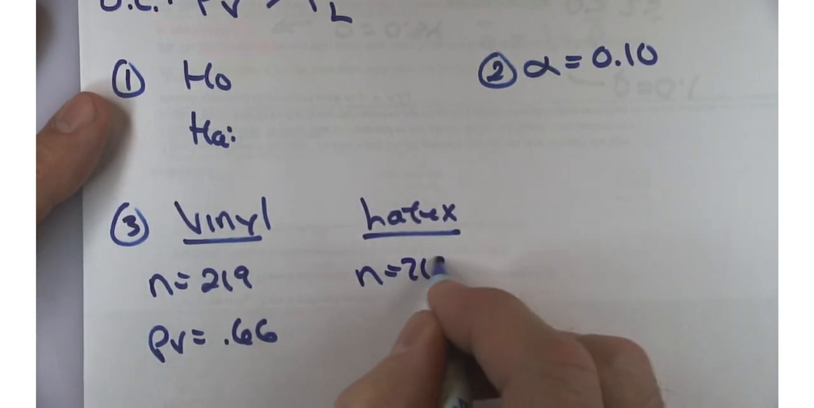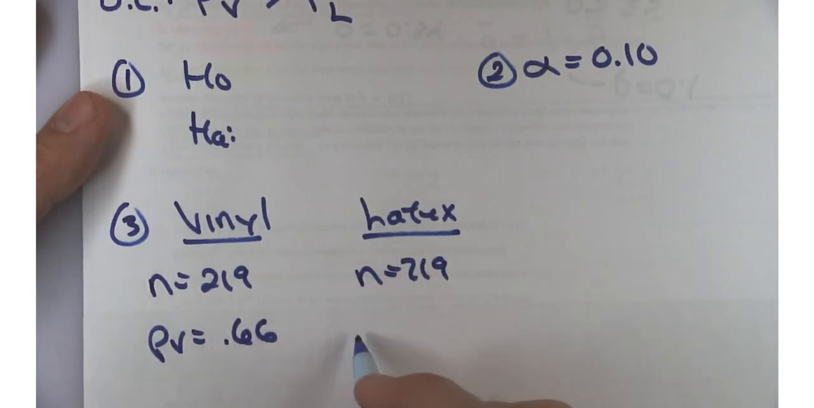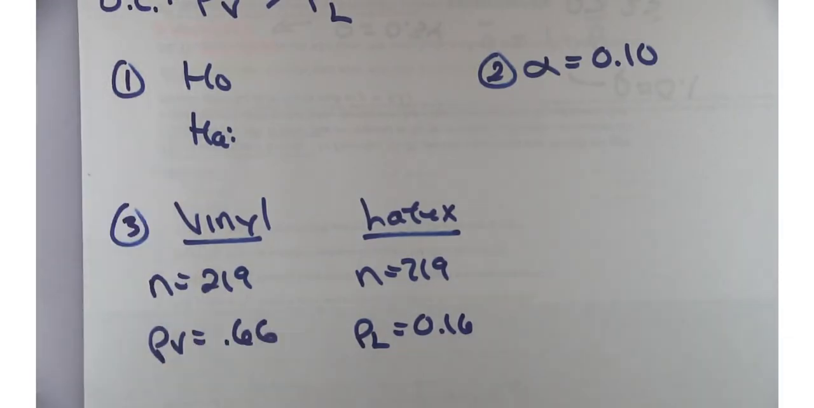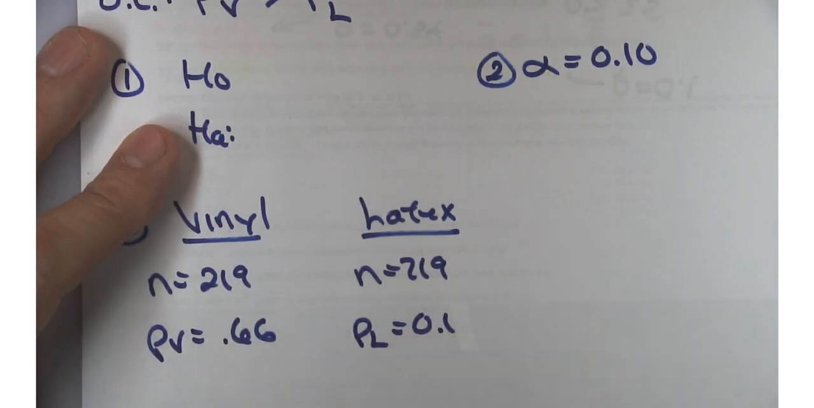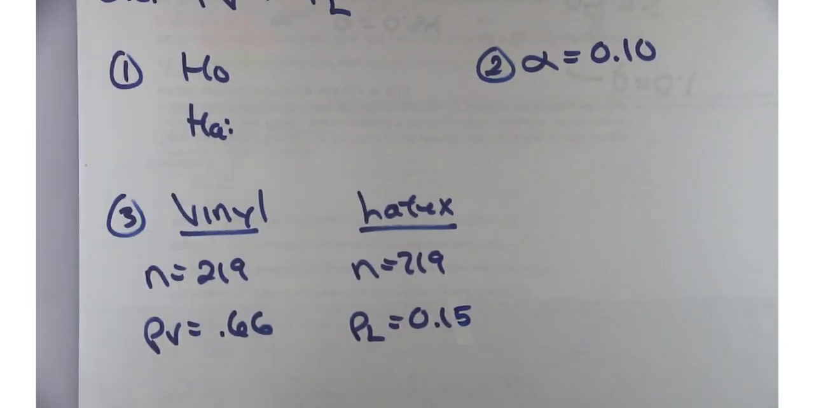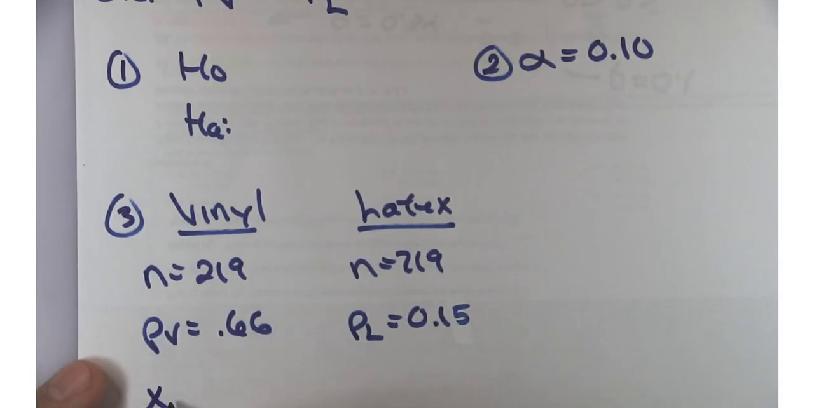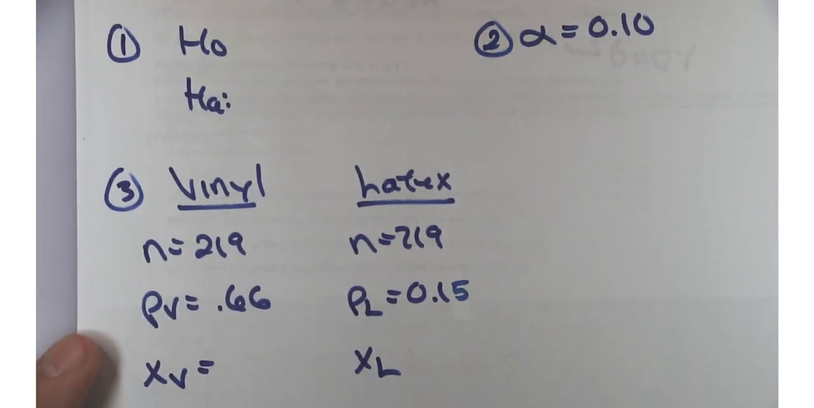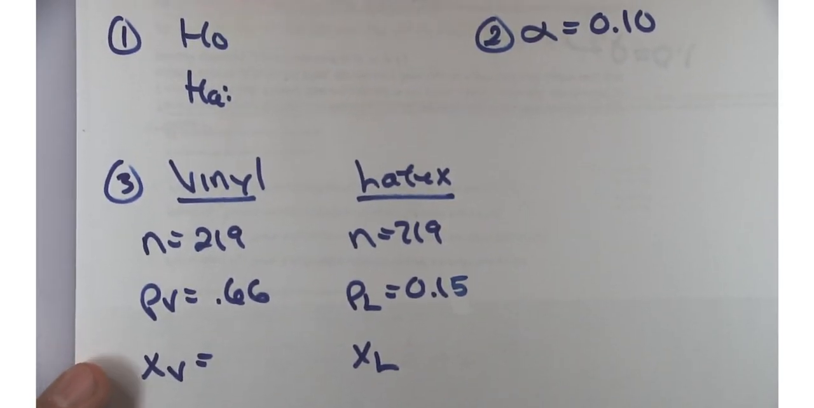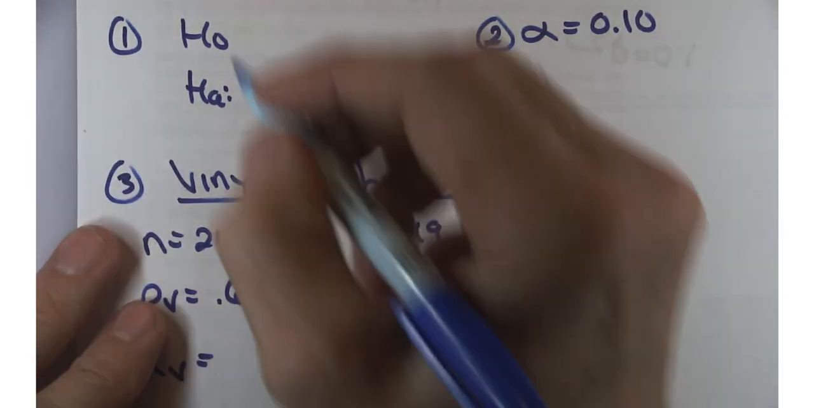again, 219. These numbers don't have to be equal. 0.15. What you're going to need is X sub V and X sub L. We're going to need actual nice numbers for that. But right now all I'm worried about is for you to set up H0 and HA.